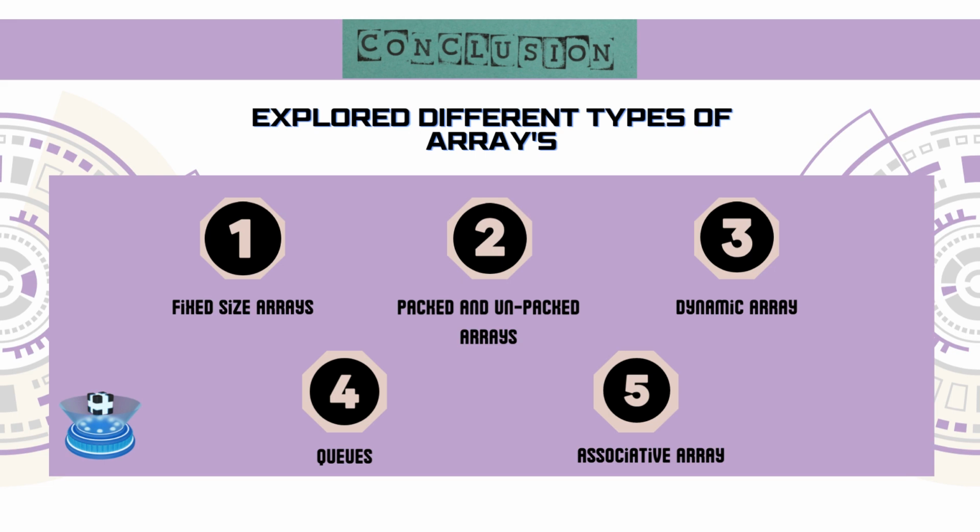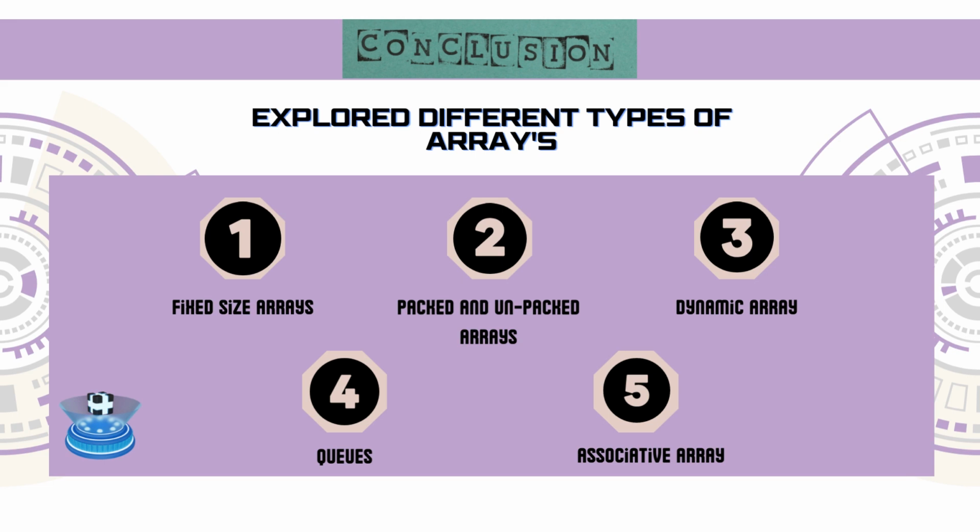Next, we have packed and unpacked arrays. Packed arrays are arrays where each element occupies the same number of bits, while unpacked arrays allow each element to have a different number of bits. Packed arrays are useful for storing data in a compact form, while unpacked arrays are useful for storing data with varying sizes. The third type of array is the dynamic array. These are arrays where the size can be changed during runtime. Dynamic arrays are useful when you don't know exactly how much space you'll need to store your data.